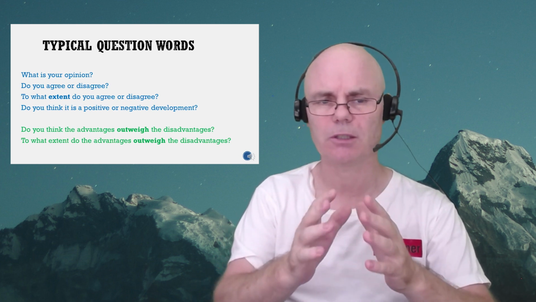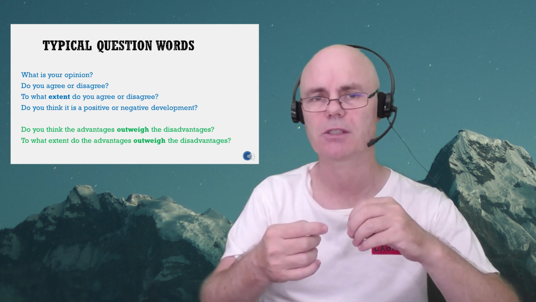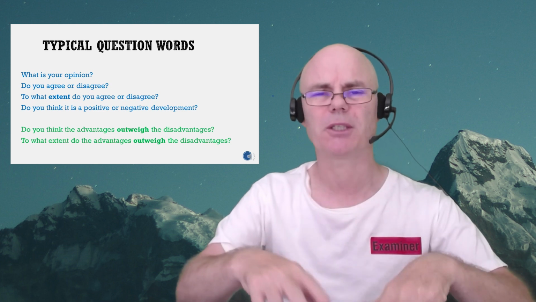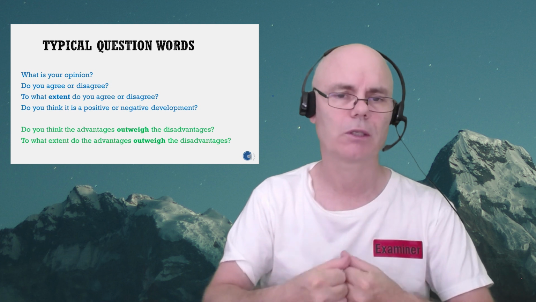That one will be slightly different. We won't be agreeing or disagreeing. We're going to be stating whether we think something is positive or negative. But essentially the structure would be the same for all 4 types of questions. So for instance, if we're asked what is your opinion, we can have the same response as these other types. Our opinion could be that we totally agree or we totally disagree.